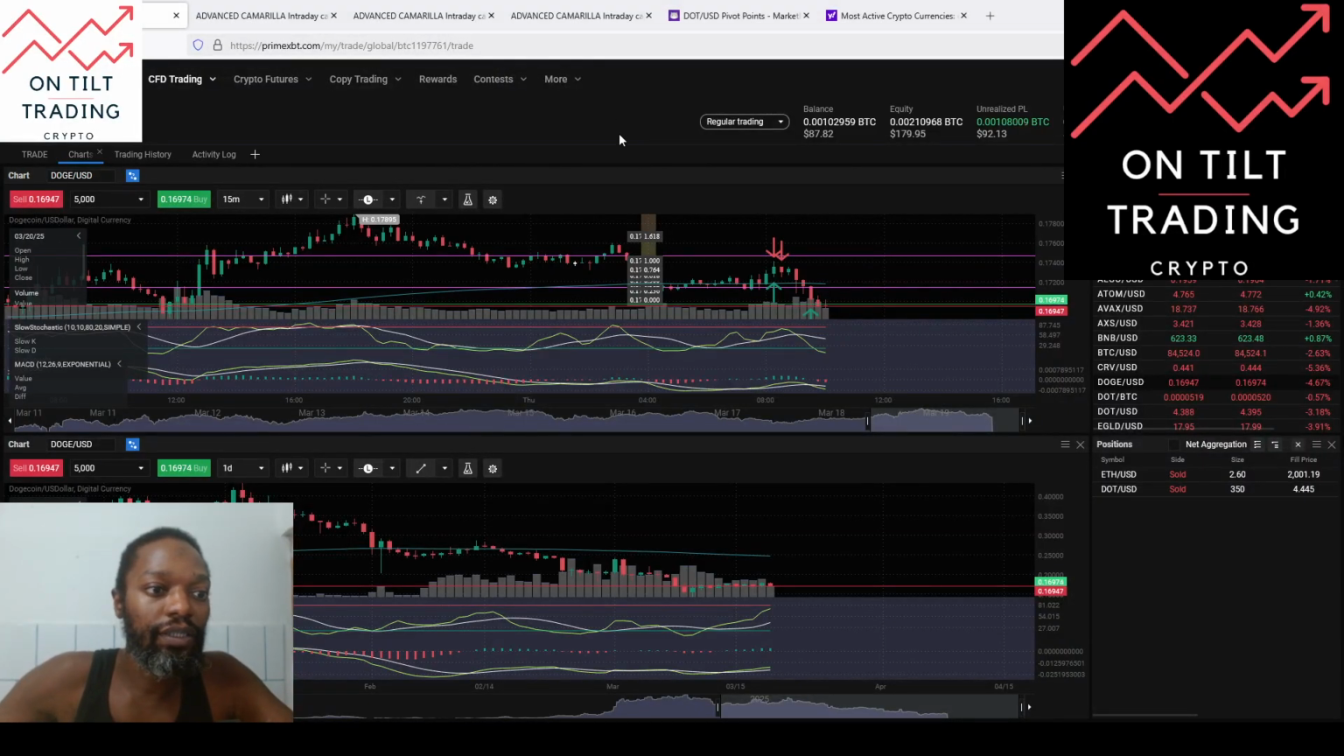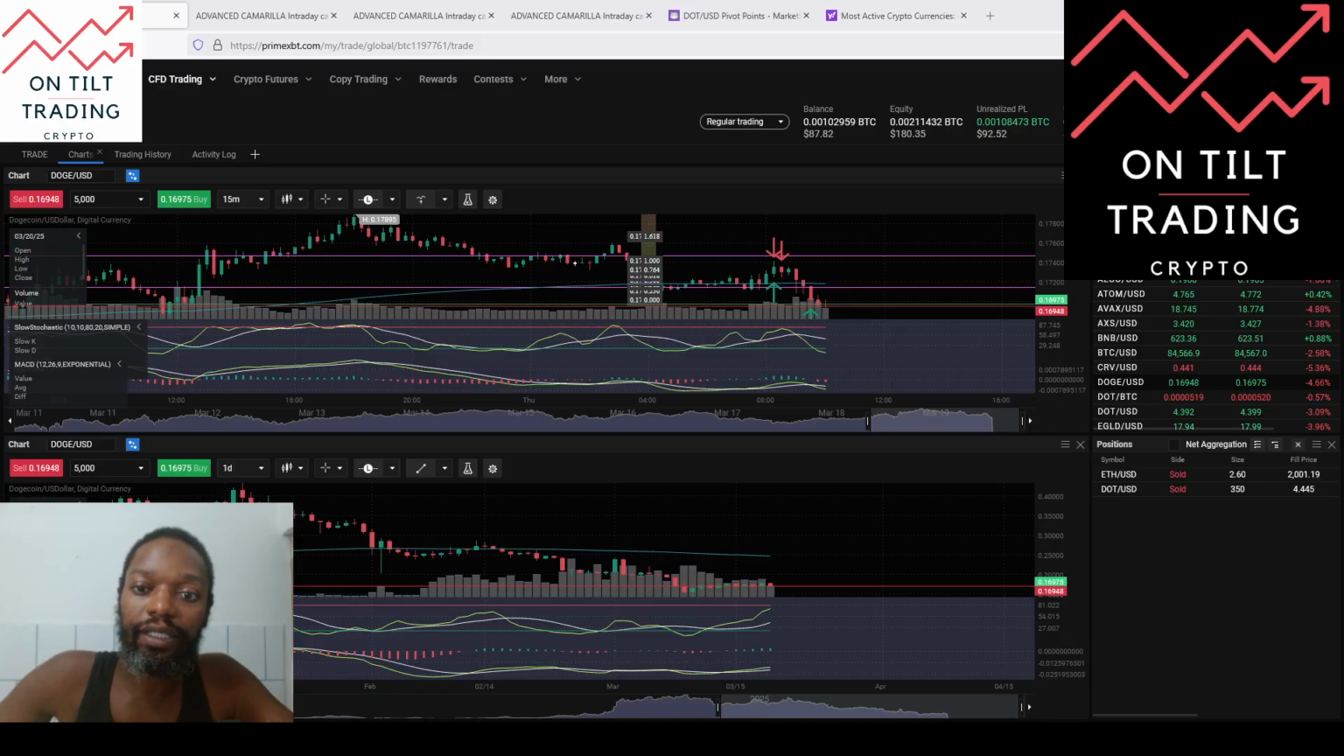Let's review my trade today on DOGECOIN. First, let's put my charts into perspective. This area is a candlestick area. These gray vertical bars that you see are a volume profile. This is a slow stochastic indicator. Down here, this is the MACD.